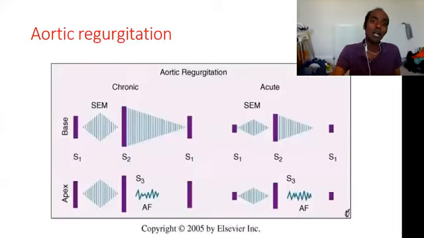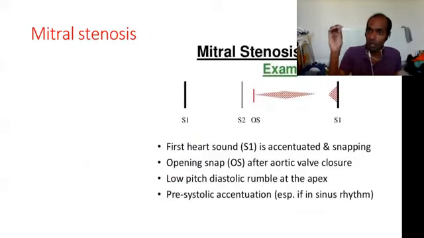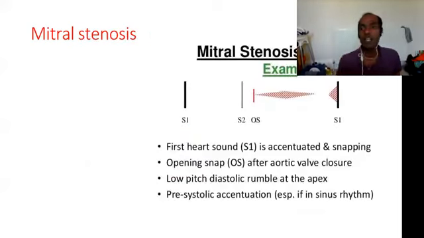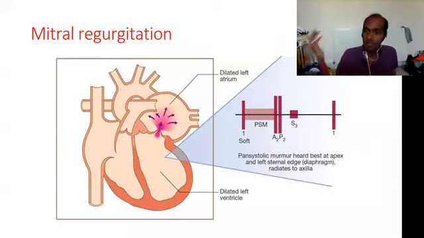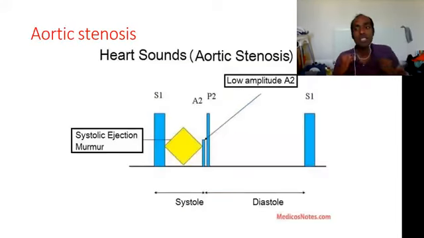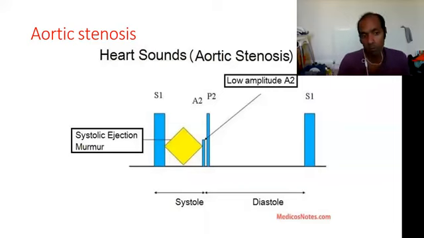Okay, auscultatory findings. Mitral stenosis, the murmur occurs due to flow across the mitral valve during diastole. So it is a mid-diastolic murmur, rumbling, low-pitched. Mitral regurgitation is during systole that the valve leaks back, and that is a pansystolic murmur radiating to the axilla. Aortic stenosis, it is during ejection of blood across the aortic valve.